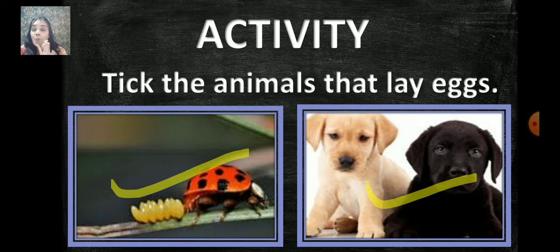Okay. Now what you will do is, you will take out your science textbook and go through this topic. What is reproduction? Why do animals reproduce? Animals that give birth to babies, and animals that lay eggs. And in our next session, we are going to learn all about the eggs.